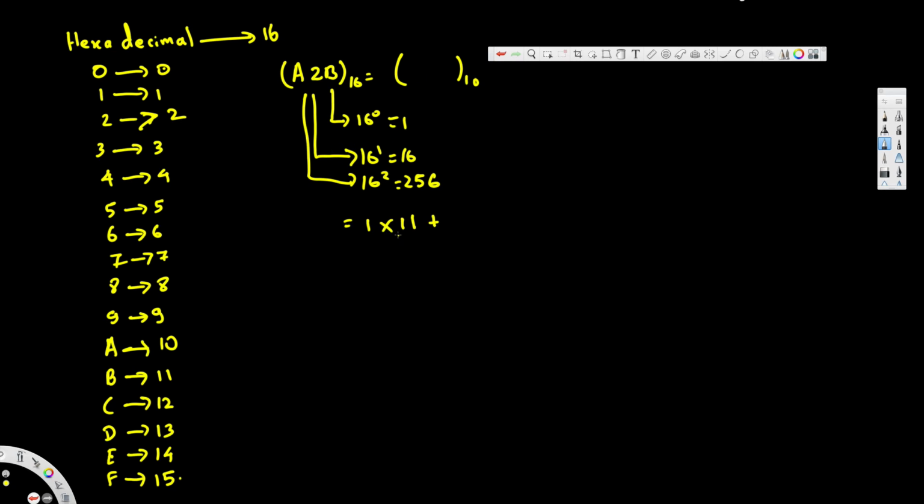So 1 times 11, and 2 is in the place of 16, so 2 times 16. And A is 10, and 10 is in the place of 256, so 10 times 256. And if you add them together, let's multiply first. 256 times 10 is 2560, plus 16 times 2 is 32, plus 11 times 1 is 11, and if you add them together you will get 2603. So the decimal conversion of this hexadecimal is 2603 and the base is 10.